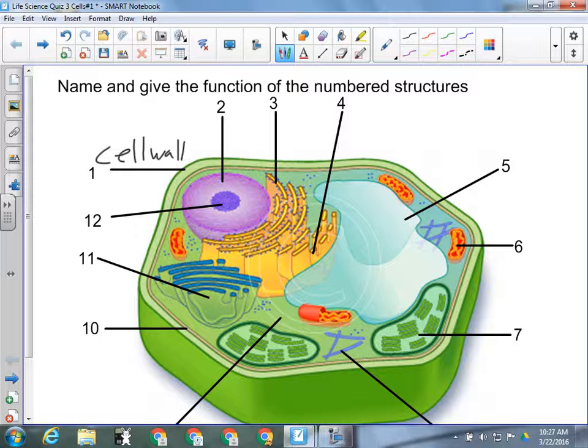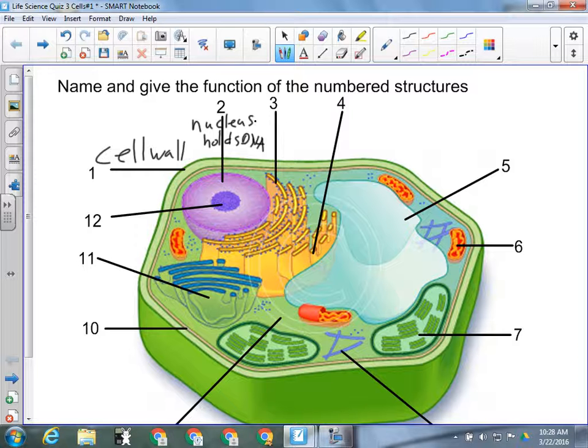All right, number 2, the big purple thing, is the nucleus. Okay, and the nucleus essentially holds DNA. They have something about holding DNA, holding genetic information, something like that. That's good for the function. So storing DNA, yeah. I guess that's more the nuclear membrane, but yeah.